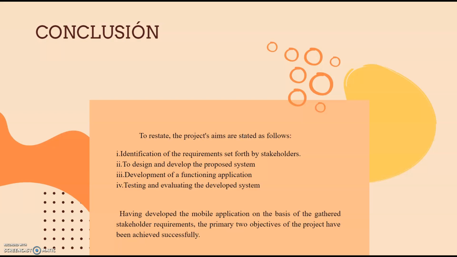As I said, the user interface will be my first priority. If it's not a good user interface, there's no point in downloading an application with a very bad user experience. For the project, the first two objectives were the identification of the requirements set forth by the stakeholders, and to design and develop the proposed system. The system is developed, and I managed to complete the first two objectives. The identification was done through interviews. I interviewed the people, I got the response I wanted, and based on that, my application was created and designed.